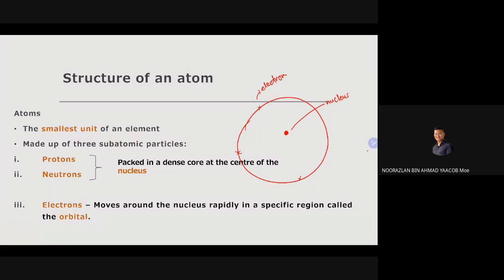Dekat tengah-tengah ni sangat mampat ya, nucleus ni ada proton, ada neutron, and then kita ada electron yang move around the nucleus rapidly in a specific region called orbital. Kamu pernah dengar perkataan orbit ataupun petala dahulu waktu sekolah menengah. Electron kita tak letak dalam orbit, kita letak dekat dalam orbital sebenarnya. This is the term that you should get yourself familiar with lah. Kita panggil dia orbital. Mungkin kat sekolah menengah tak pernah disebut lagi.